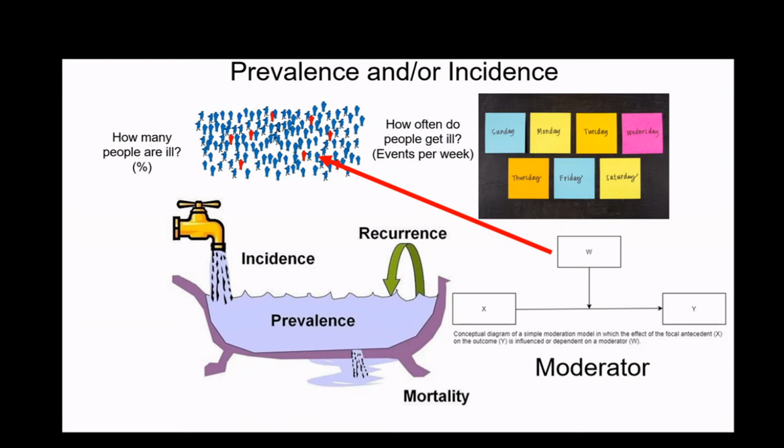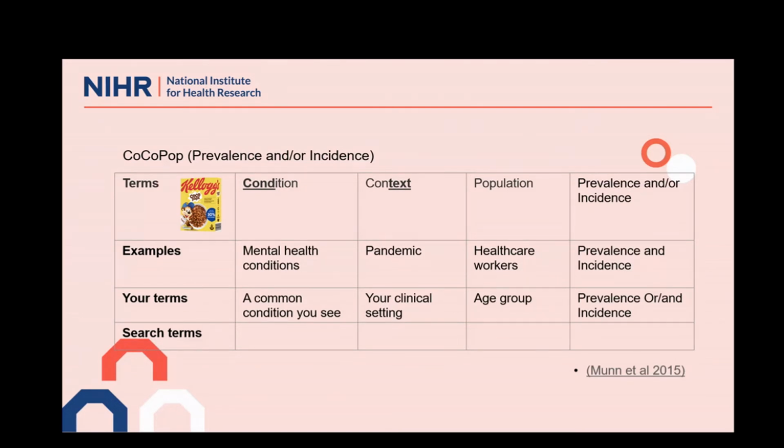It's only a moderator, so that means that there's association. It's not a mediator, so it's not causing the effect. We just think there's something going on, and we're not sure why that particular population may be more prevalent than the other. The acronym which we use for this is called COCOPOP, not Cocoa Pops, and I know I've put Cocoa Pops, but that's just to remind me of the acronym.